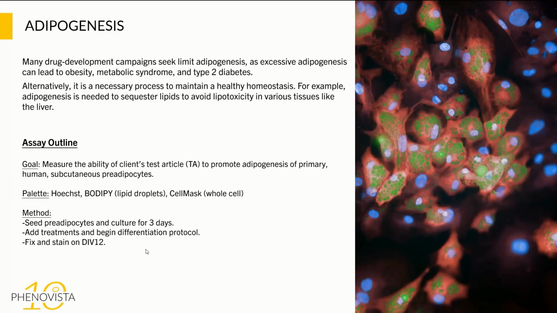The method here is we seeded the pre-adipocytes and cultured them for 3 days before switching them over. We added the treatments and then switched them over to our differentiation media and followed our differentiation protocol. And we carried out this for about 12 days. And on the 12th day, we fixed and stained them and quantified their lipid droplet formation.